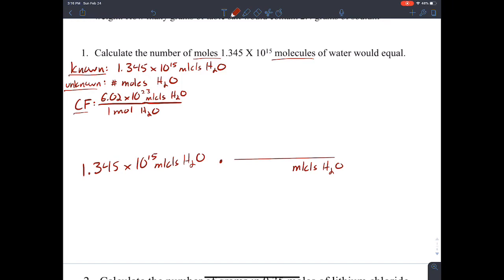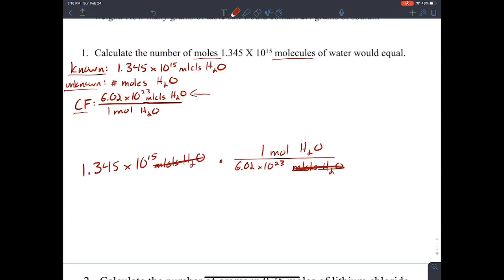Now I look at my conversion factor, and I see that molecules is here in the denominator with that big number, 6.02 times 10 to the 23rd, Avogadro's number, and then 1 mole of water per that many molecules. So now I know that molecules is going to cancel. I'm going to be left with moles of H2O. So now I do the division. If you were struggling plugging this into your calculator, review that. Make sure you know how to plug scientific notation into your calculator.